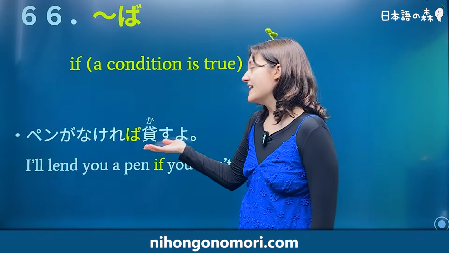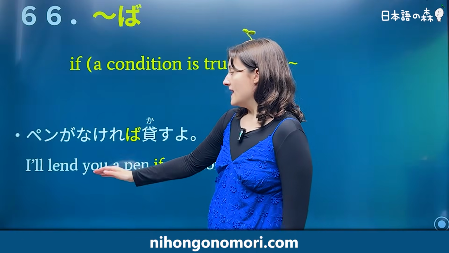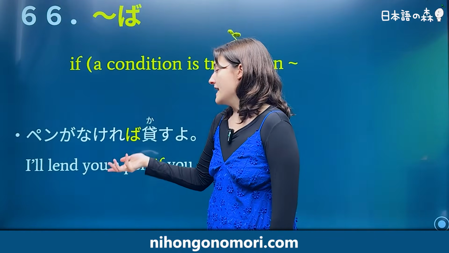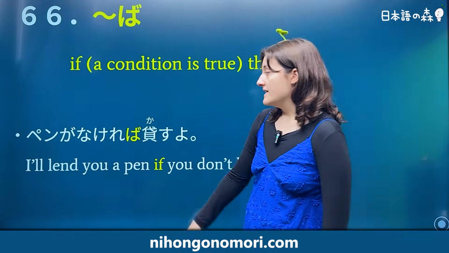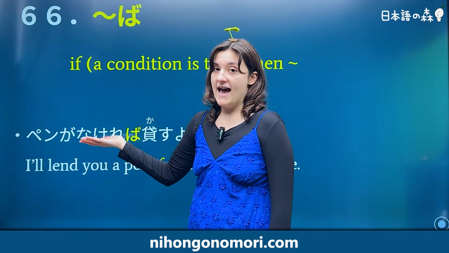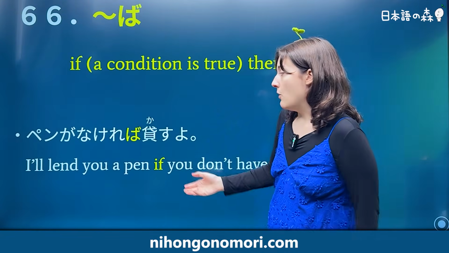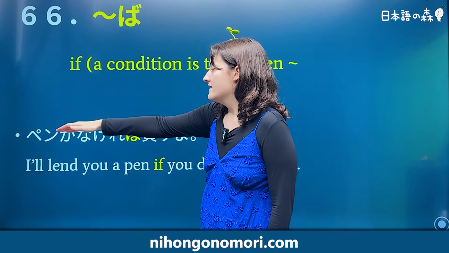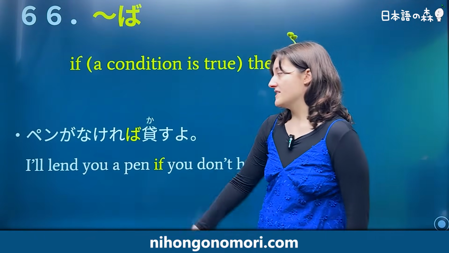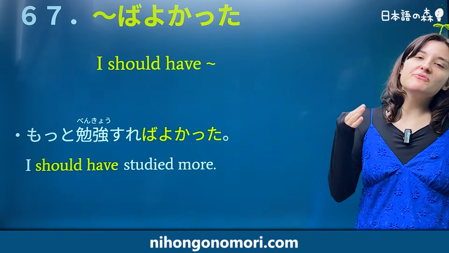If this is not the case, therefore that will not happen. Here we have, ペンがなければ貸すよ. I'll lend you a pen if you don't have one. Right? So, if you don't have a pen, ペンがなければ, if that statement is true, you don't have a pen, in that case, I will lend you one. But if this statement is false, ペンがある, right? If you were to have a pen, then there would be no need for me to lend you one. You already have one, right? So it essentially means that if this is the case, and only if this is the case, then this will happen. If this is not the case, then this will not happen. ばよかった. So this is, I should have done something.